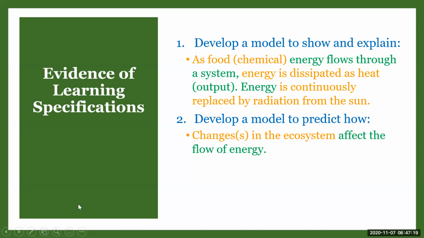The evidence of learning for us in this second instructional sequence is to develop a model to show and explain that food as chemical energy flows through a system, that energy is dissipated as an output as heat, and that energy is continuously being replaced by radiation from the sun. We also want a model to predict how changes in that ecosystem affect the flow of energy.